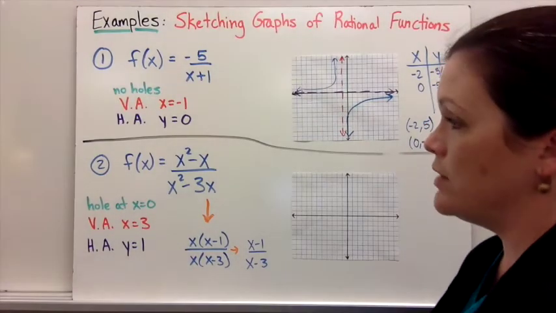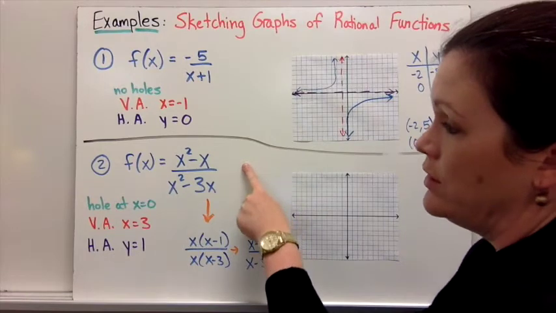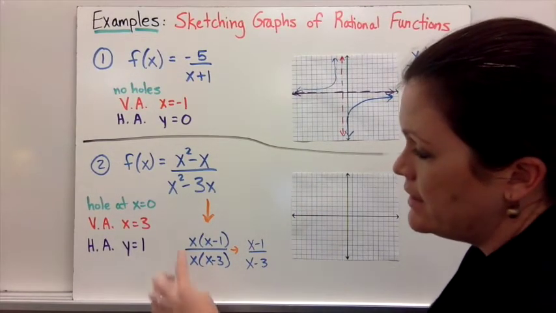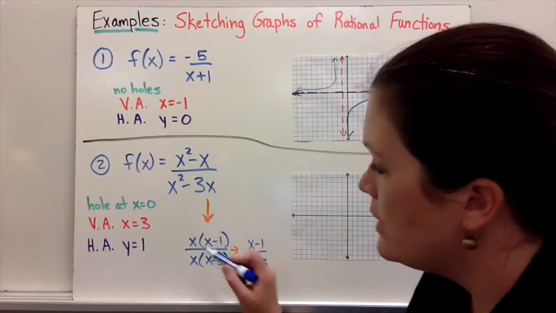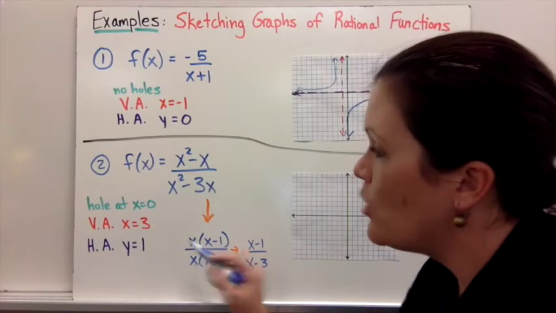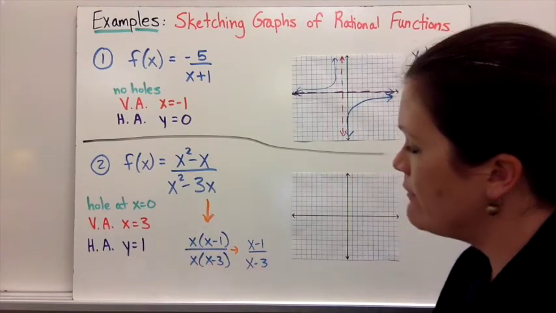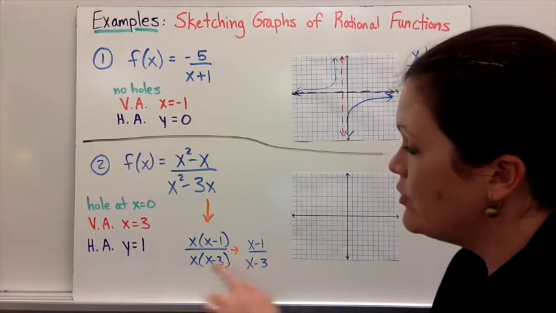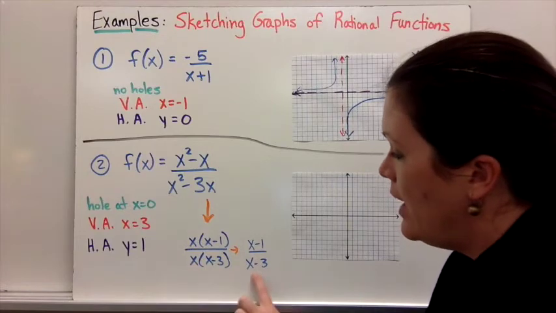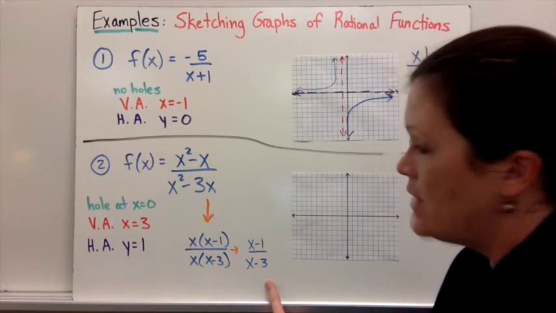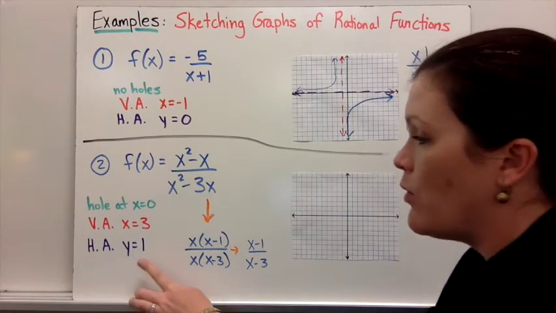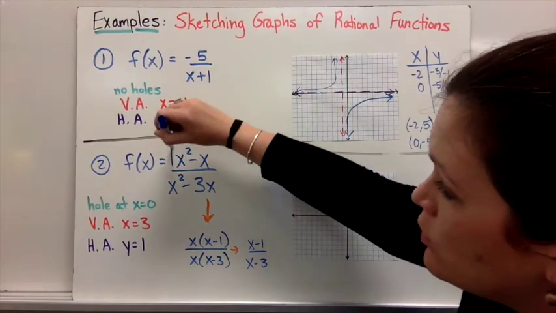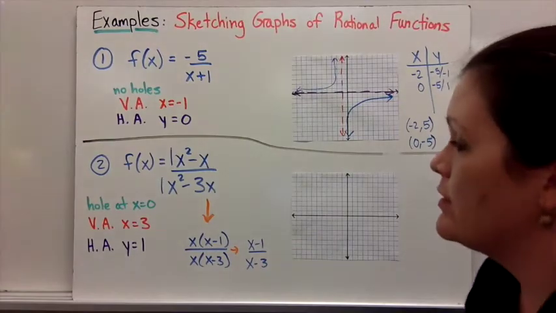Let's look at another one. I've already factored out this one, so that if you have the factored form, you can see that the x's would cancel out right here. That gives us a hole at x equals 0. We have a vertical asymptote. We look at the simplified form for that after you've canceled out that hole at x equals 3. And then the horizontal asymptote would be at y equals 1 because your degree was the same and you had a 1 divided by a 1 right there.